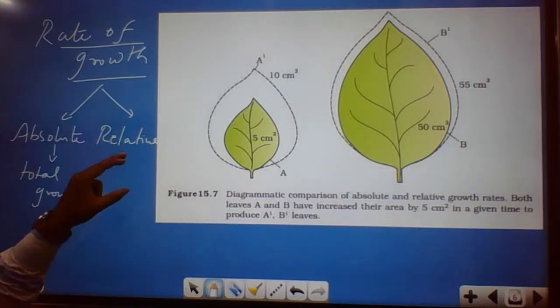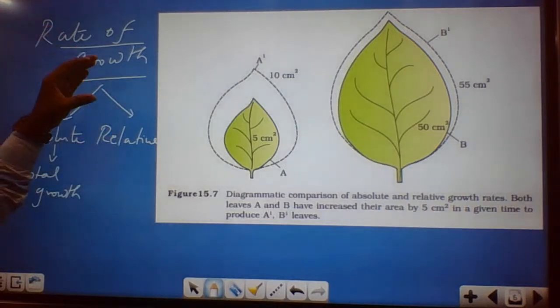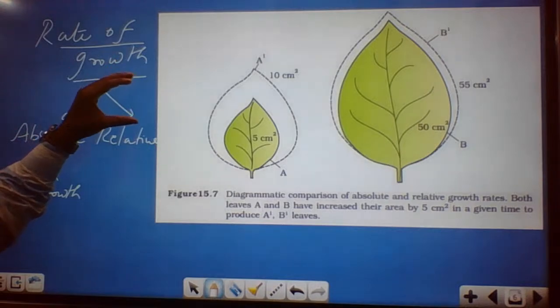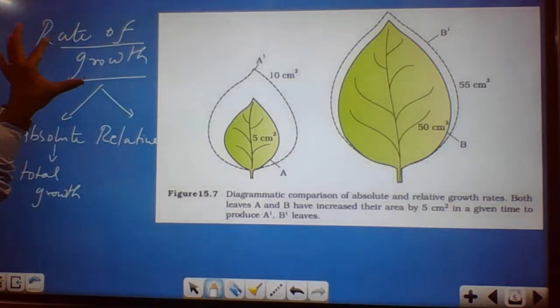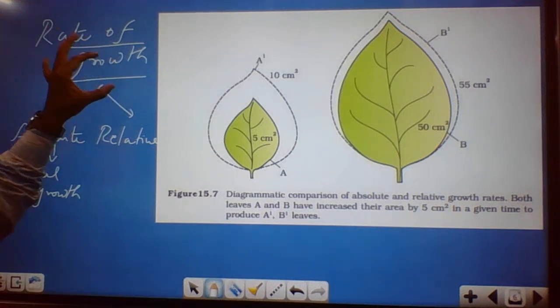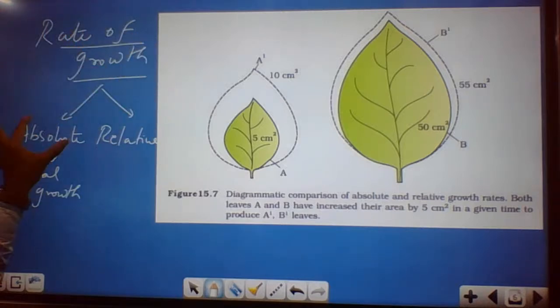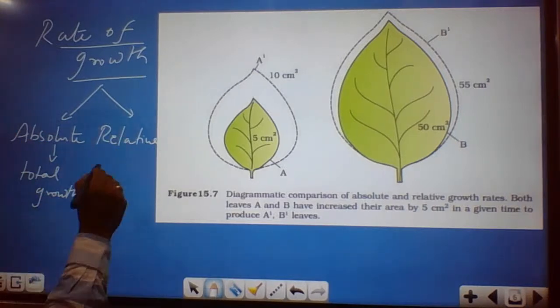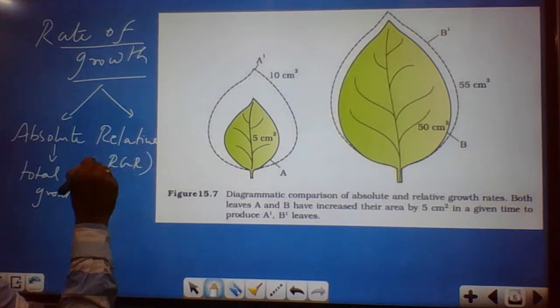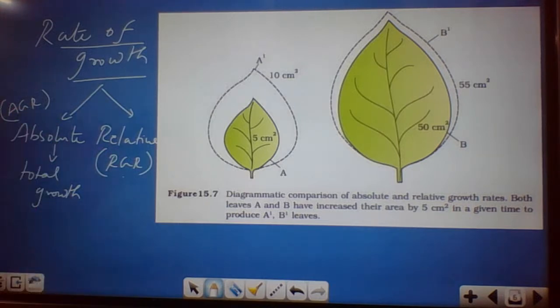But when you come to the relative growth, when you talk about the rate of growth, what we should remember is the increase in the length or weight of the plant part per unit time. That is actually the definition of the rate of growth. How can the rate of growth be defined? It is the increase in the length or weight of a plant part per unit time. Based on this, it can be differentiated into absolute growth rate, which we call AGR, and relative growth rate, which we call RGR. Fine. Coming to this part, when the calculative part comes, how do you calculate?